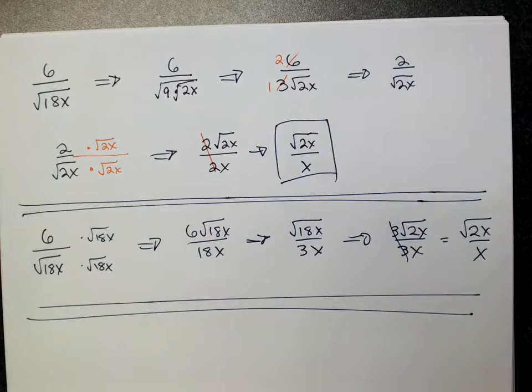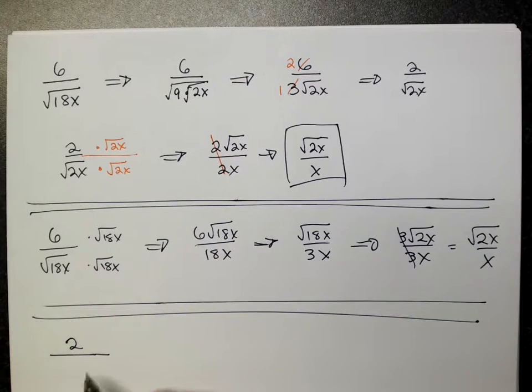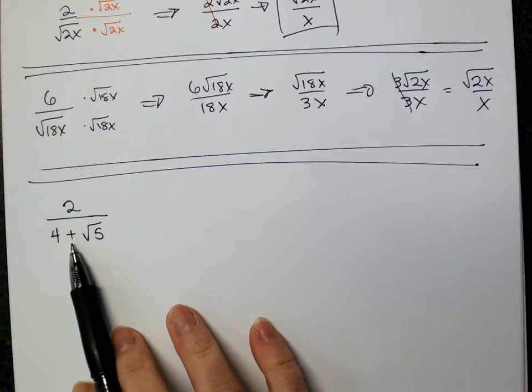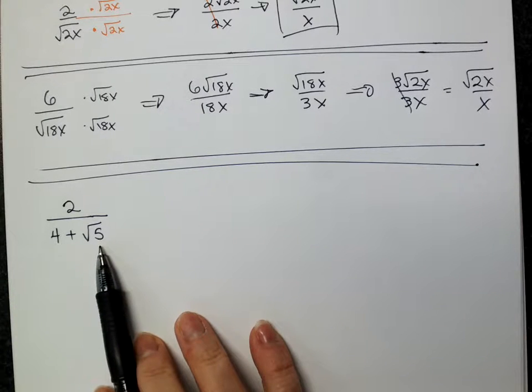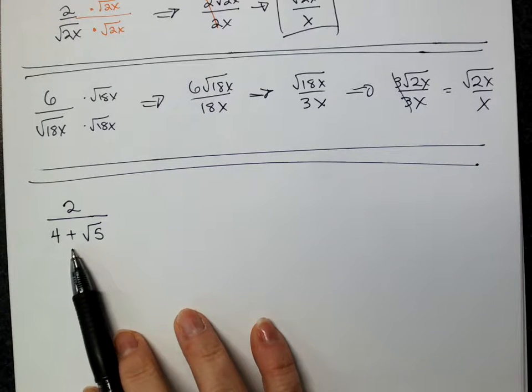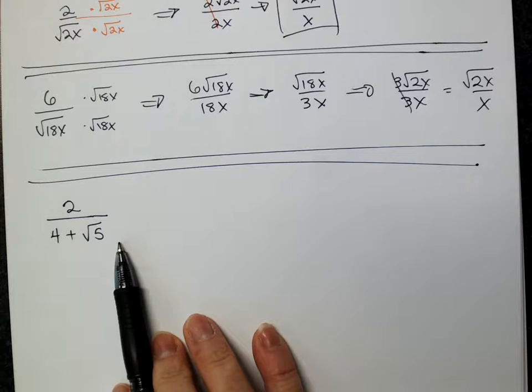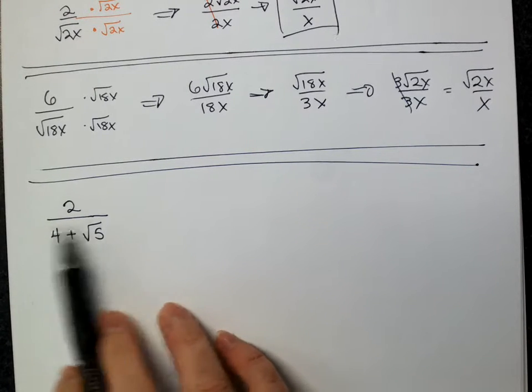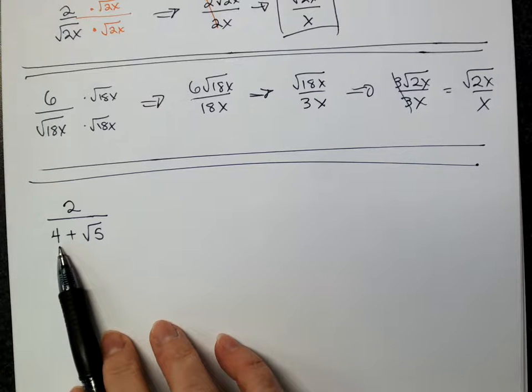Okay? So how about this? We've got a quotient, 2, but instead of a single radical, it's over 4 plus square root of 5. Now this is a binomial with a radical in it. If you've got a plus or a minus, you can't just multiply this times square root of 5. Because then you would be distributing square root of 5 times these two things, and you would still have a radical. That wouldn't accomplish anything.